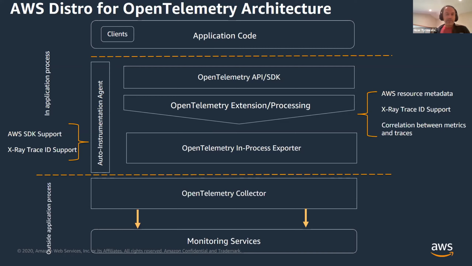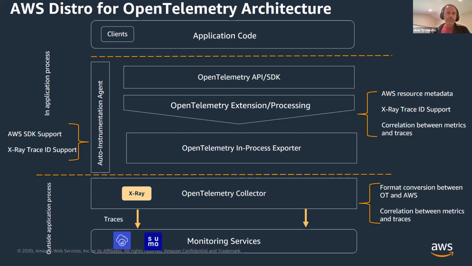And again, support for the X-ray trace ID. And then finally, we have added functionality into the collector, right, in the form of exporters. So we have added specific exporters for AWS monitoring services such as CloudWatch and X-ray. And as part of that, we do the conversion of the data from an OpenTelemetry format into an X-ray format and so on.